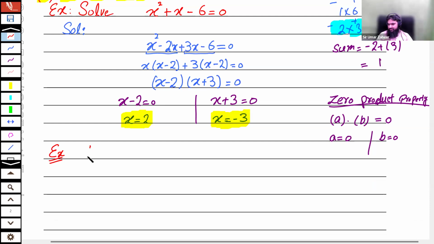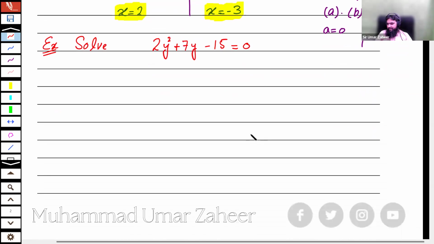For example, we have a question. It says that you have to solve 2y square plus 7y minus 15 is equal to 0, and the examiner says that you need to solve it by the factorization method. So if the examiner gives you the question by factorization, it is going to be able to factorize. So let's see how: multiply the constant term with the coefficient of y square.